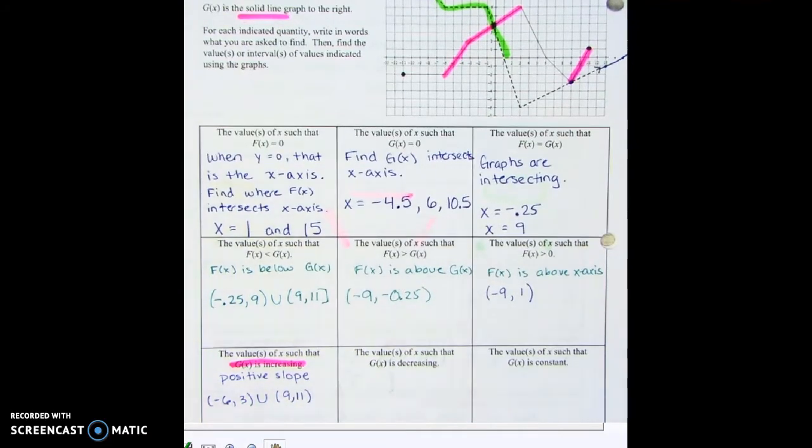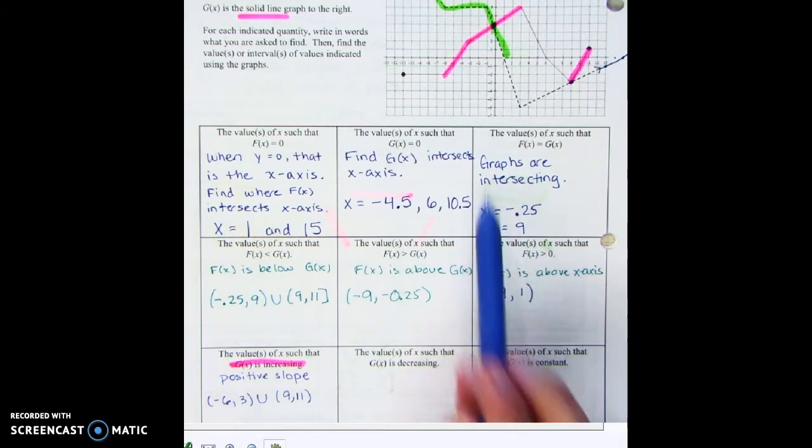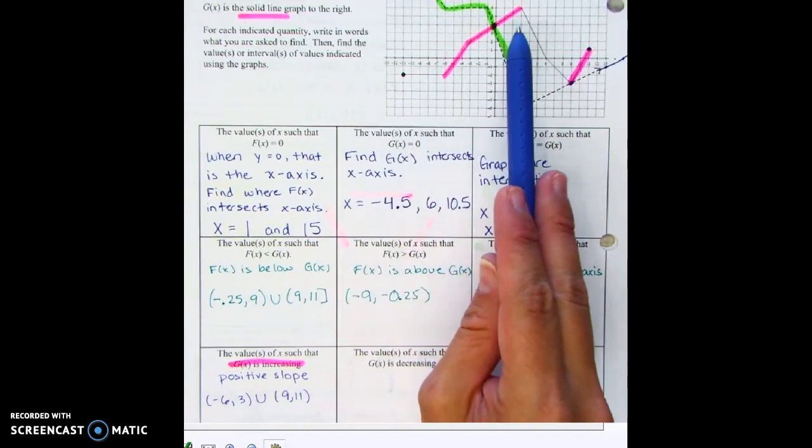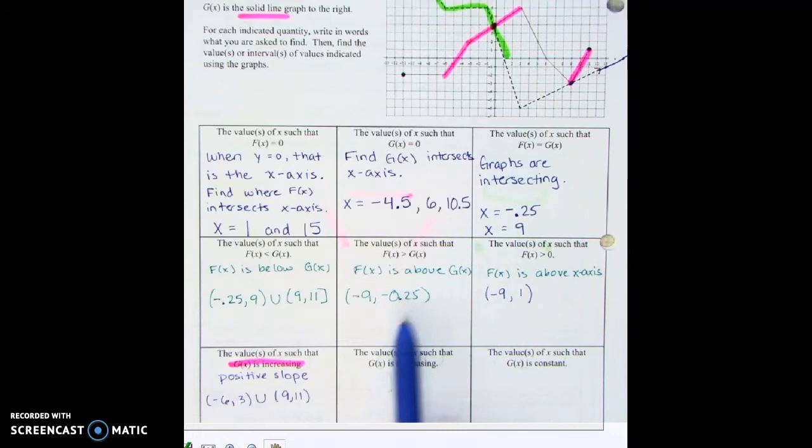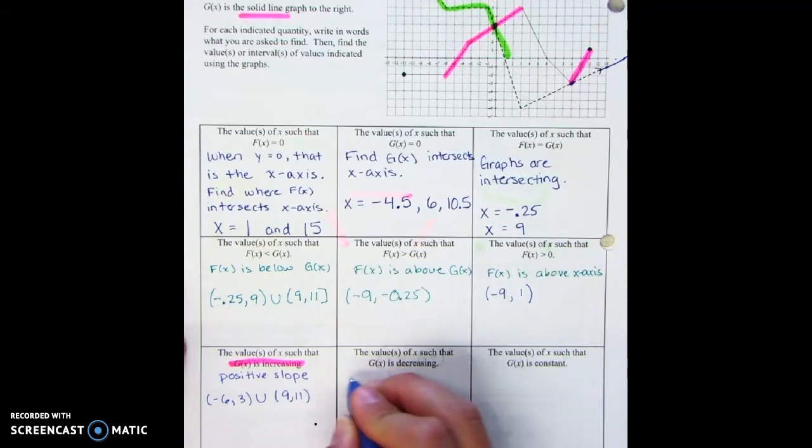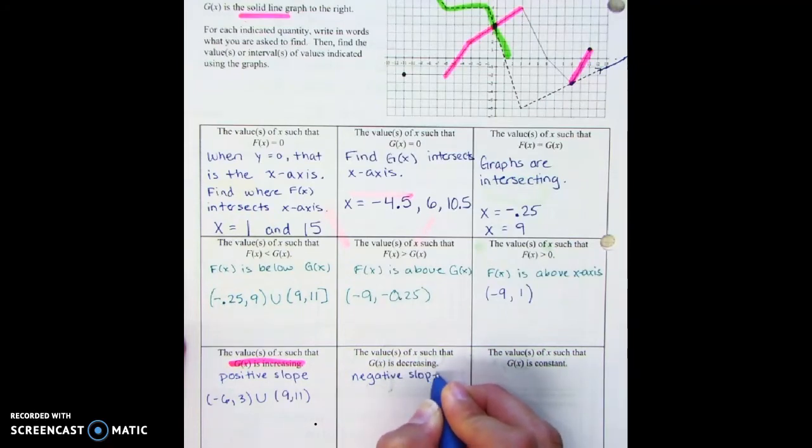All right, find the values of x where g is decreasing. Okay, well, this is constant, so now g is decreasing between these two x values. So that's going to be, decreasing means a negative slope. And we have a negative slope from 3 to 9 on the solid line of G.